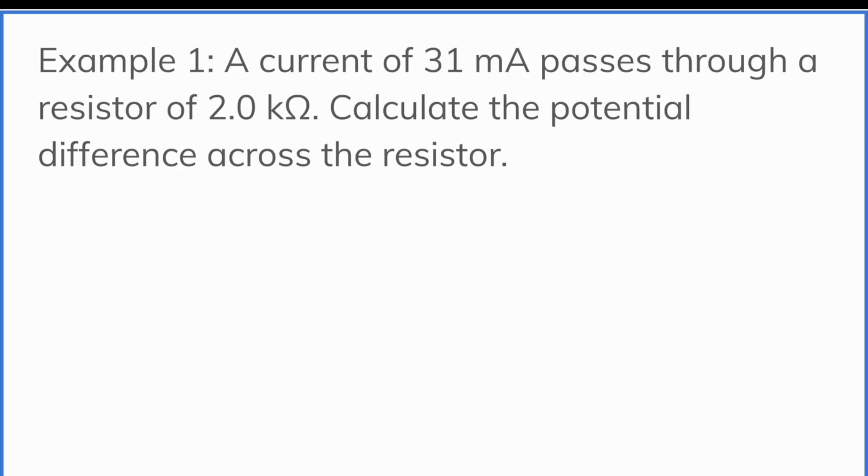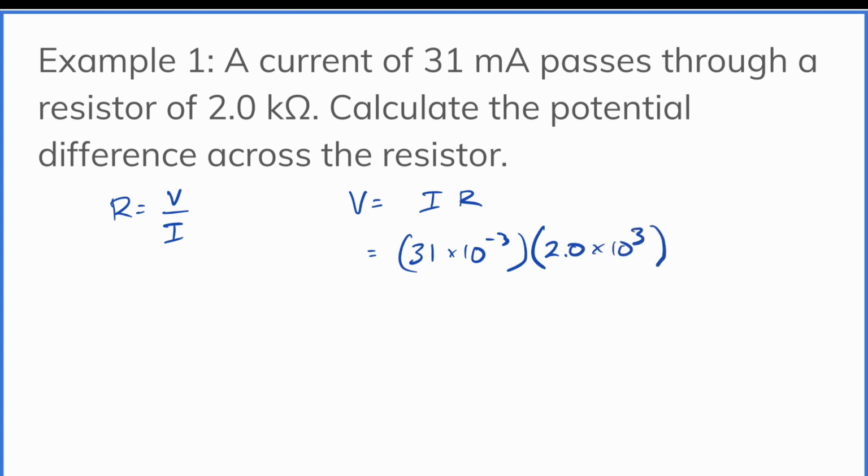Now we're going to get into some examples here. A current of 31 milliamps passes through a resistor of 2000 ohms. Calculate the potential difference across the resistor. We had that formula, R equals V over I. This is the definition of resistance. If we want to calculate V, we multiply I with R. So we do 31 times 10 to the negative 3 amps, multiplied by 2 times 10 to the 3 ohms, and we get a value of 62 volts.